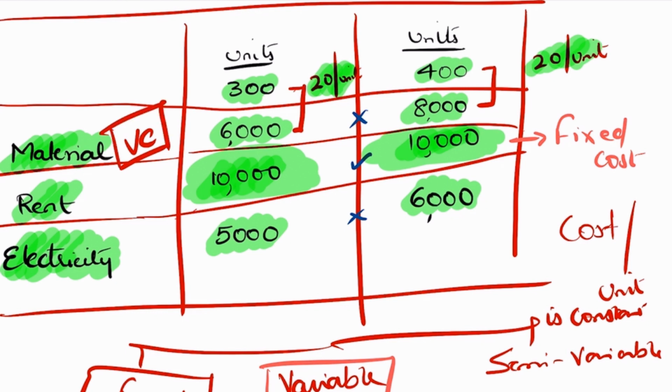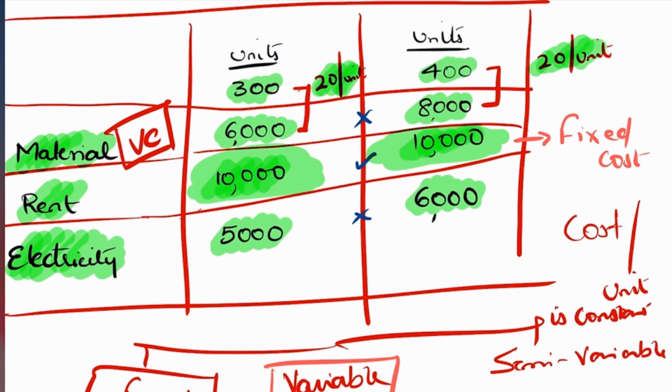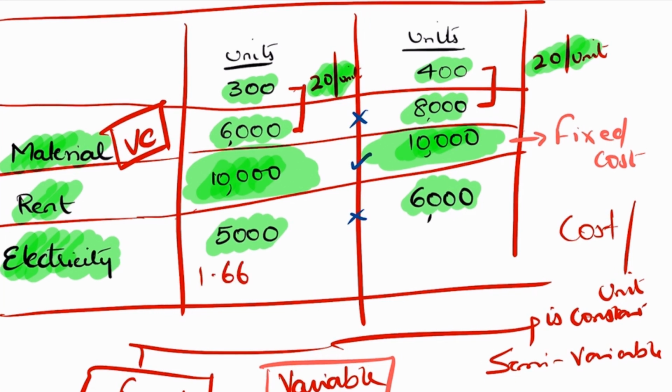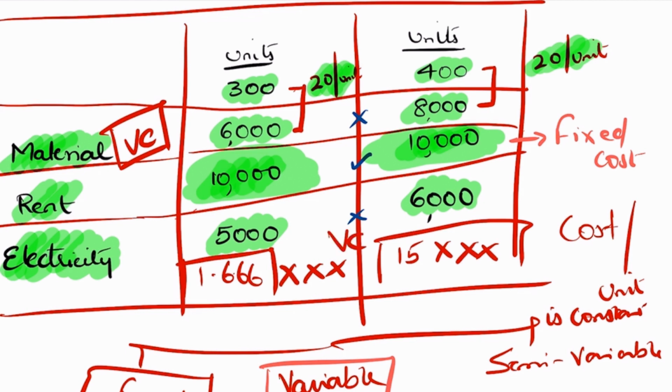Let me look into the electricity. 5,000 divided by 300 comes to around 16.66. 6,000 divided by 400 is 15. If you look into it, my cost per unit is not constant. Therefore, it is not a variable cost. So my fixed cost is a cost which is going to be constant. My variable cost is a cost which is going to be constant per unit.